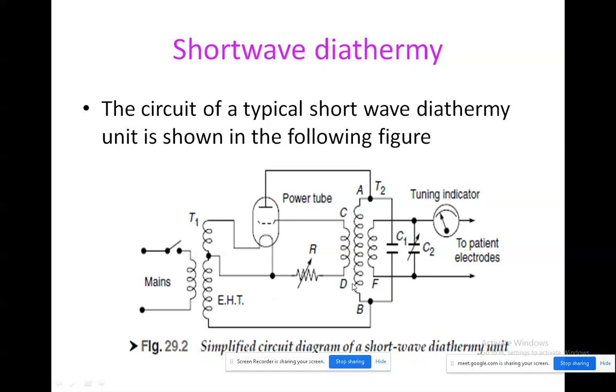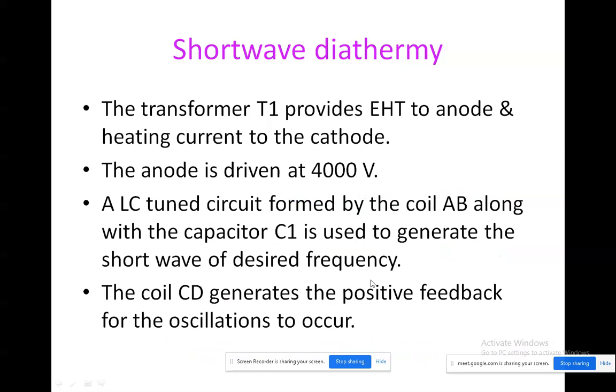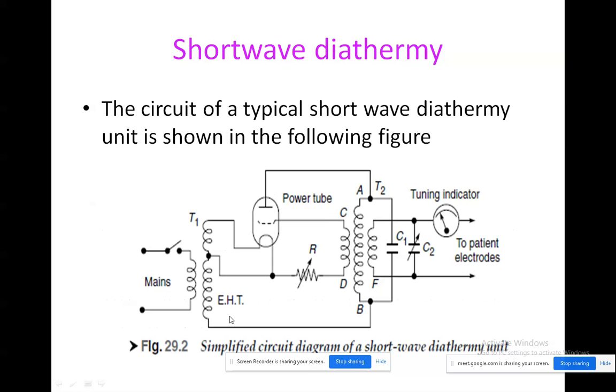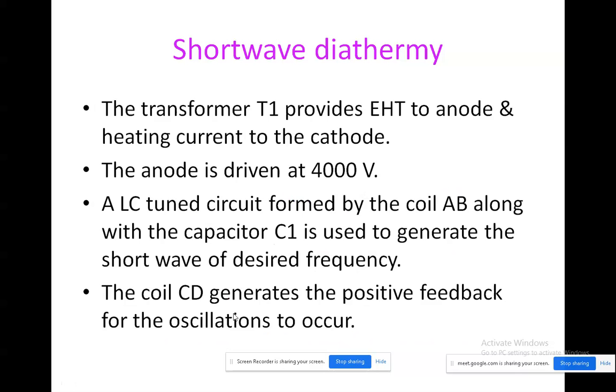Okay, then the power tube. Then transformer T1 will provide EHT to the anode and heating current to the cathode. EHT is nothing but a voltage value. The anode is driven at 4000 volts.